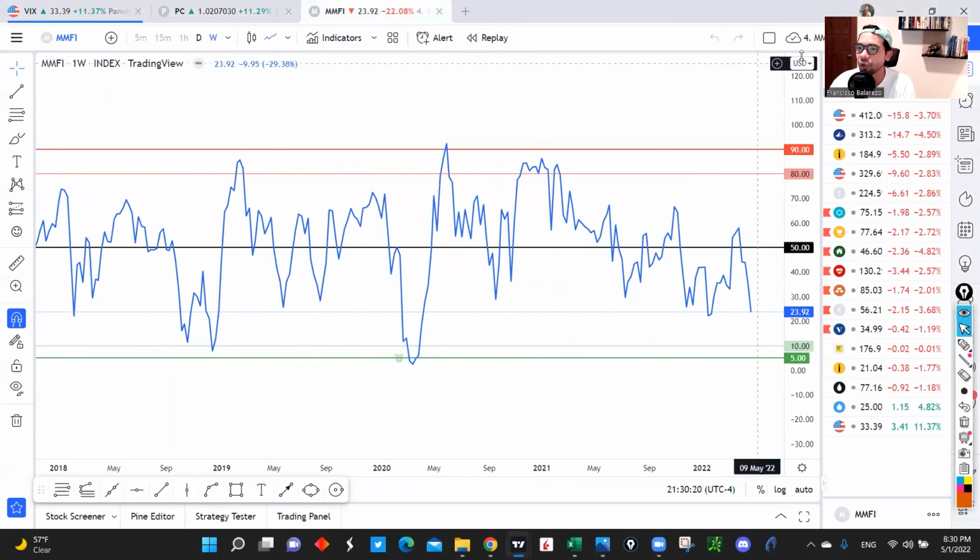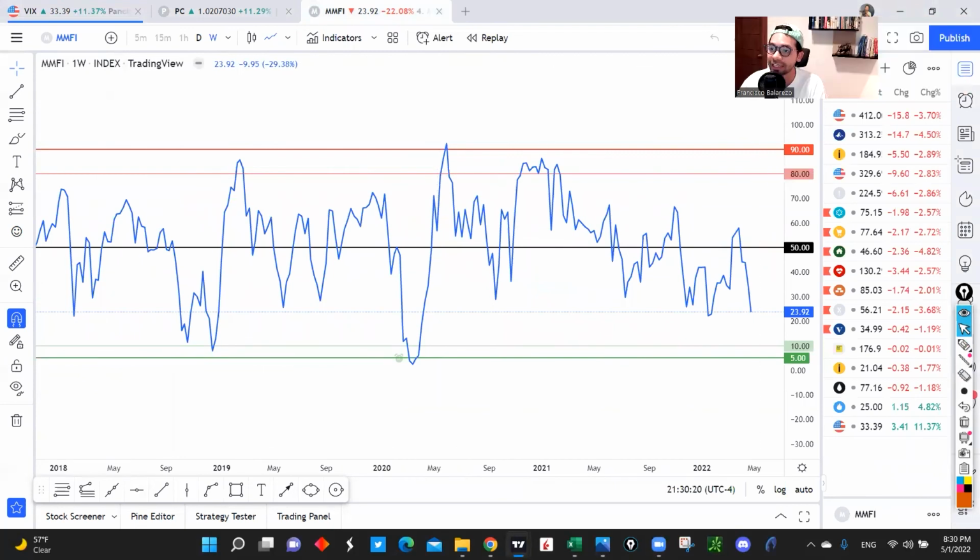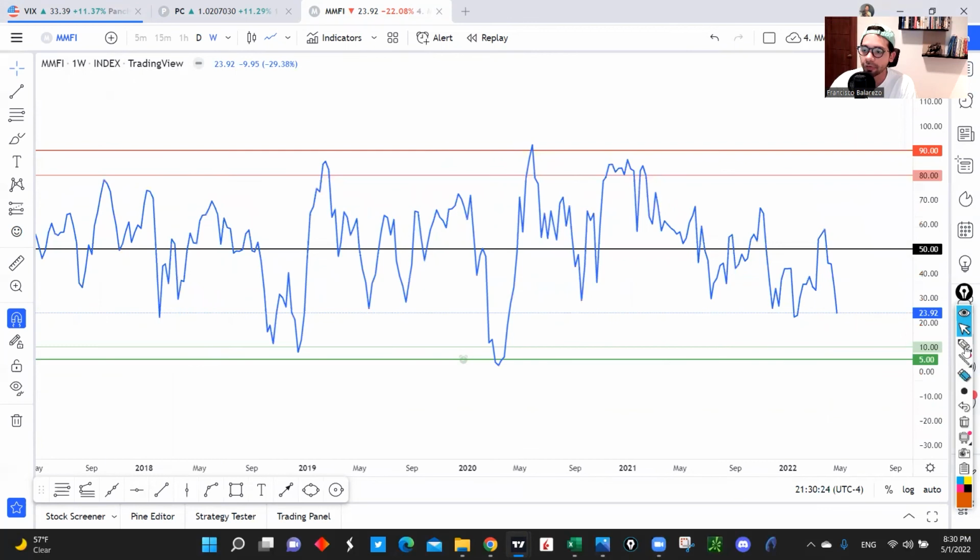And then I'm also watching the MFI because it tracks the number of stocks that are trading above their 50 daily moving average. And I'm looking for some move down here into this area to perhaps see some capitulation long term in the market.